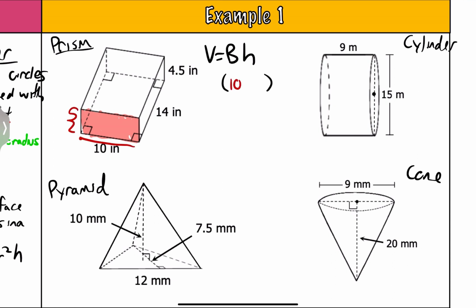And we need this side. So take a look at your diagram. You want to look for anything to do with this height, and in this case, it is 4.5. Next, we have the height connecting the two base faces, which is 14. When you put all this in the calculator, you should get 630 cubic inches.